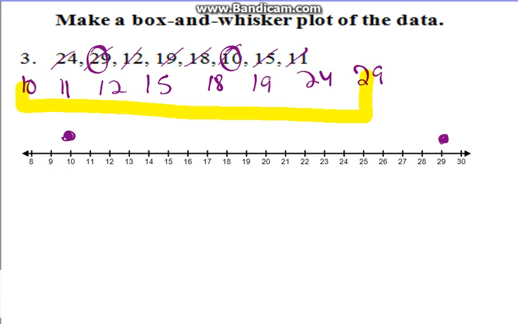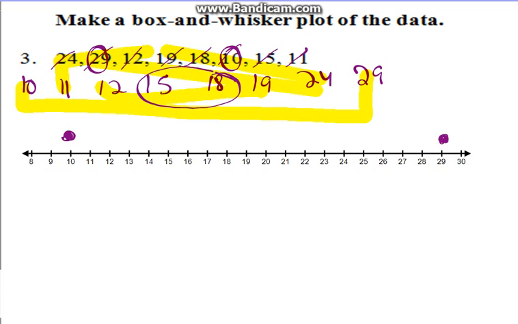I like to just put a finger on each end and keep moving inwards one at a time till I get to my middle point. So next is 11 and 24. And next is 12 and 19. And then we're left with 15 and 18.